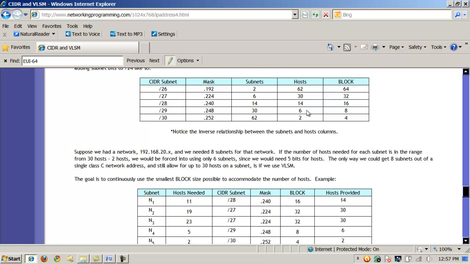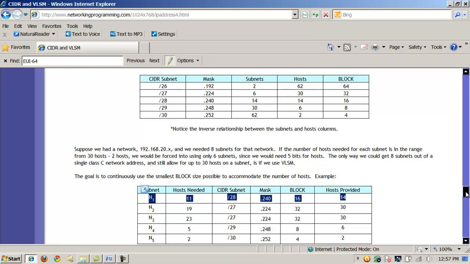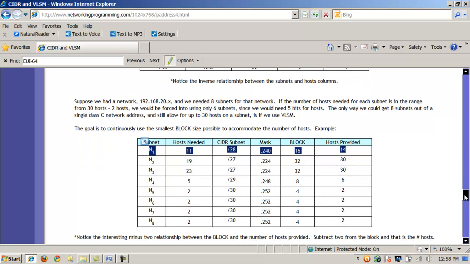How can I fit 11? Well, there is no 11, but the closest match to that, what would accommodate it without wasting too many IP addresses, would be 14 here. So I know that my CIDR would be /28, my mask 240, my subnet's 14, my host 14, and my block 16. Okay? And so that's what we've done here. We figured that out, and that's how we would set it up with non-contiguous VLSM.